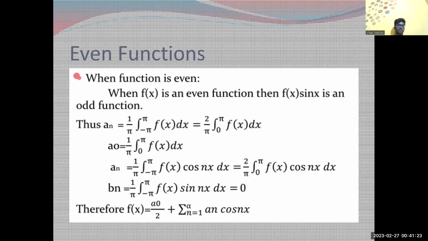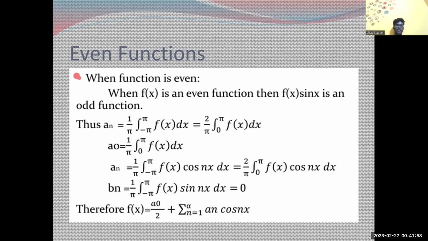Thus, a0 is equal to 1 by pi integral minus pi to pi f of x dx, equal to 2 by pi integral 0 to pi f of x dx. Now an is equal to 1 by pi integral minus pi to pi f of x cos nx dx, equal to 2 by pi integral 0 to pi f of x cos nx dx.